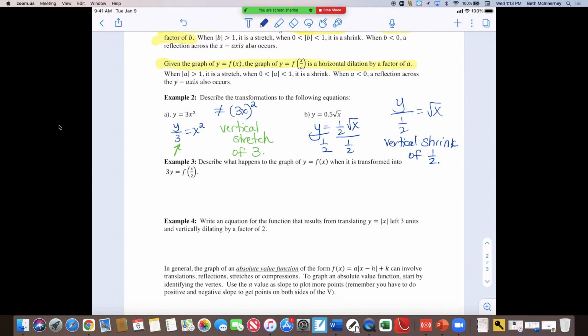Describe what happens to the graph of y equals f of x when it's transformed into 3y equals f of x over 2. Well, what I need to do is rewrite this as y over 1/3. And maybe we need to go back to about 5th grade math with dividing by fractions. Do you remember that y over 1/3 is the same as y times 3 over 1? That's why that's true, okay? This is just back to some elementary math.